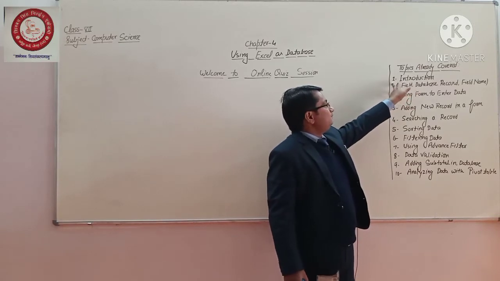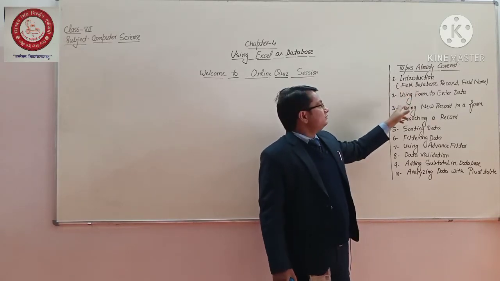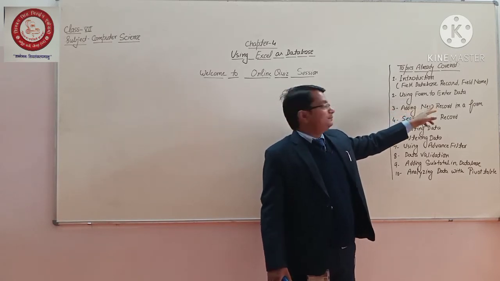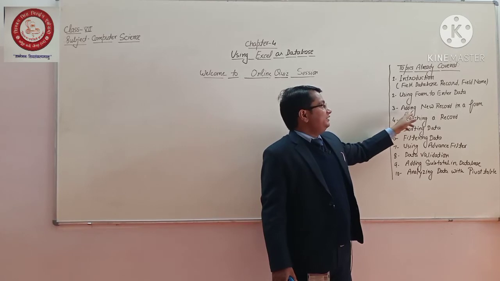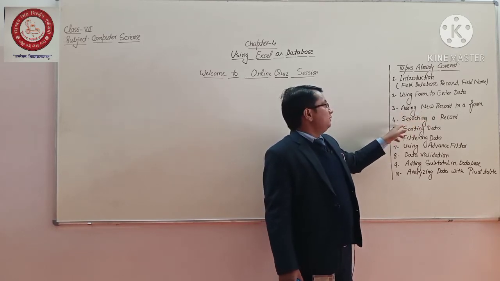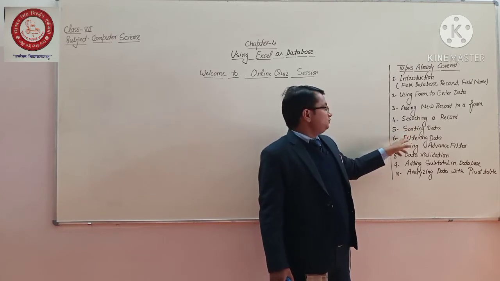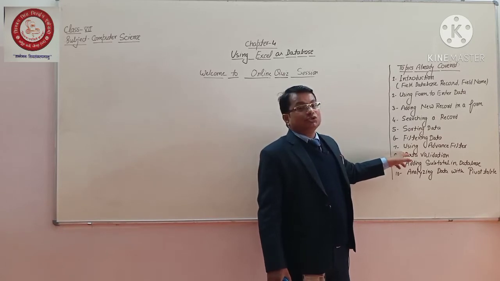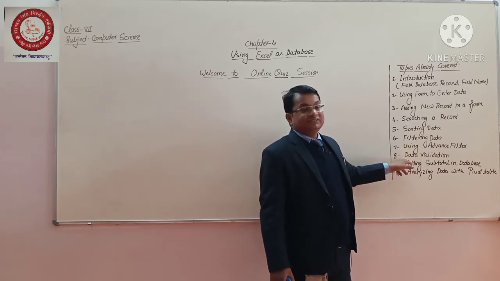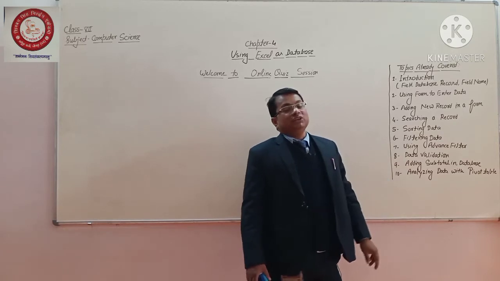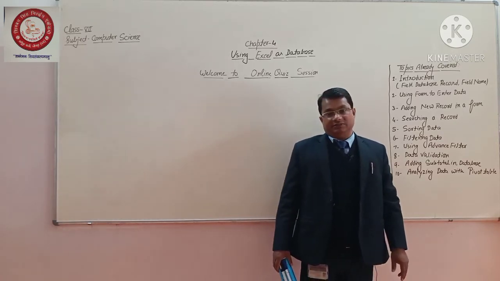Number 1, introduction. Number 2, using form to enter data. Number 3, adding new record in a form. Number 4, searching a record. Number 5, sorting data. Number 6, filtering data. Number 7, using advanced filter. Number 8, data validation. Number 9, adding subtotal in a database. And last, analyzing data with pivot table.